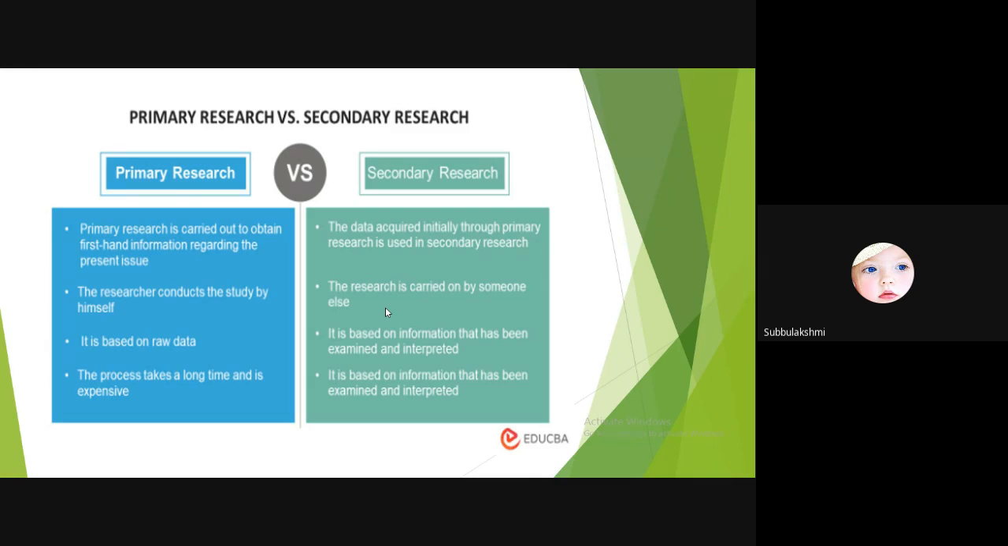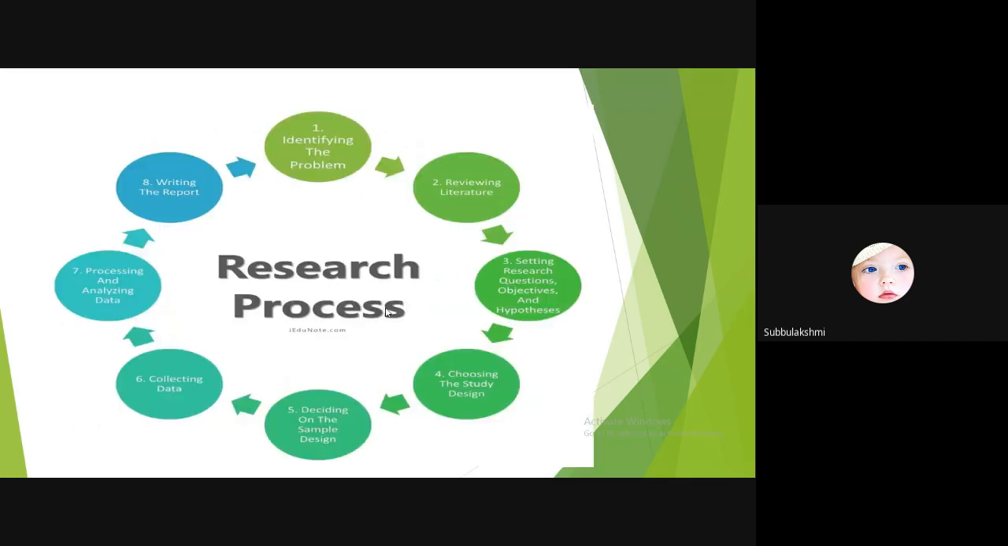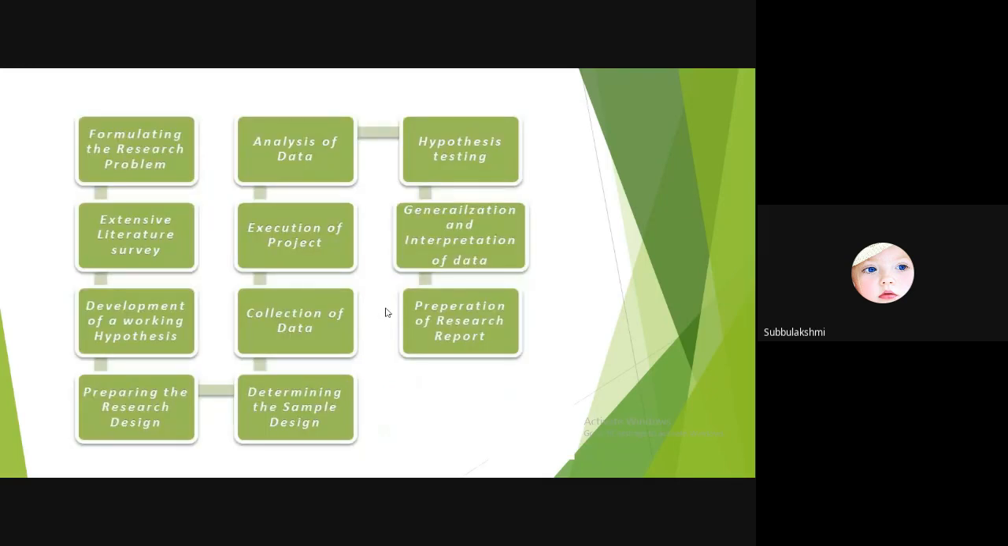Next slide, ma'am. The next is the research process, right? We have a process to be carried out. Next, ma'am. So when we take this research process, see the first one at the top: identify the problem. Next is review. Next, setting questions, choosing the design. Next, designing the sample. Next, collecting data. Next, process and analyze. Next, writing the report. So this is a process. It is a cyclic process that is being done. The same we have through a chart here.